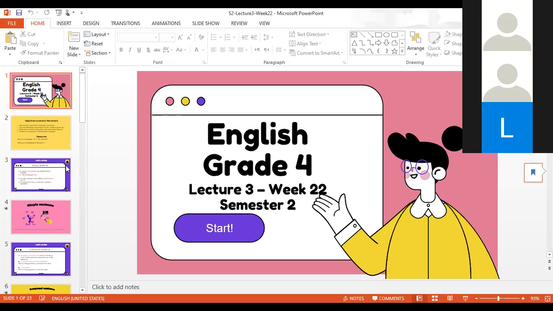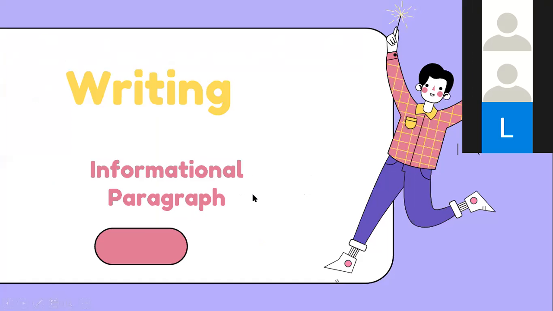Okay? So before we repeat the grammar, let's start with the writing. What are we going to write this time? We're going to write an informational paragraph. From its name, we can notice the word information. So this gives me an idea about my paragraph.